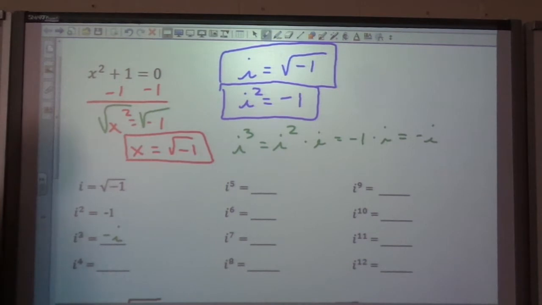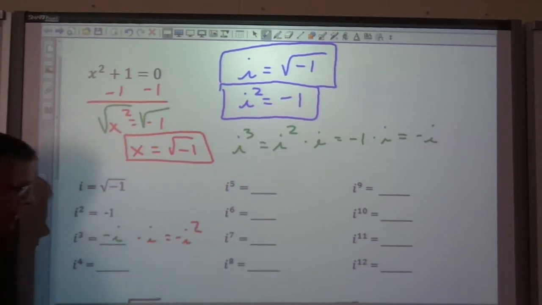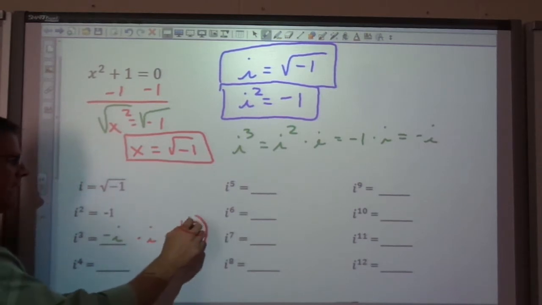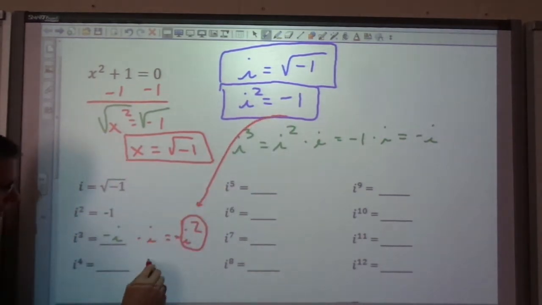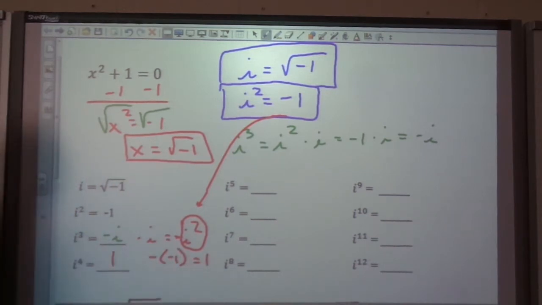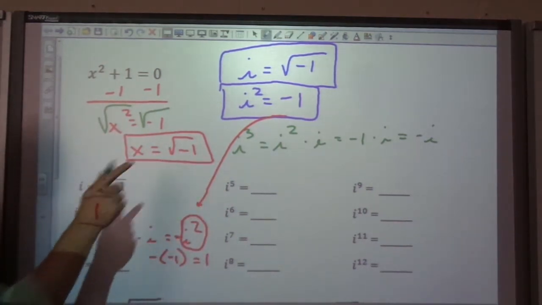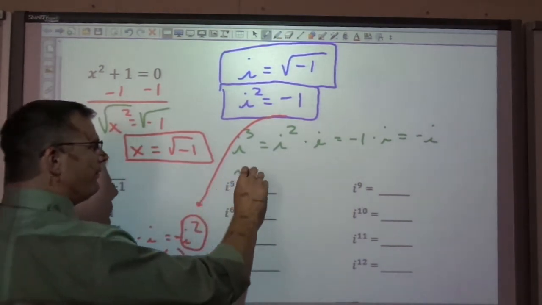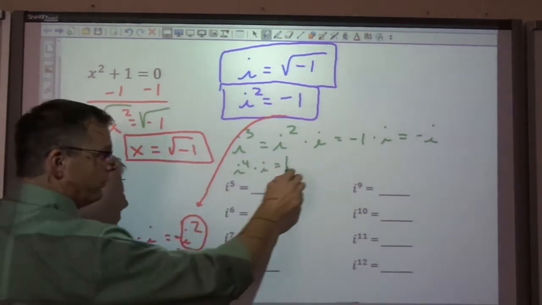i to the fourth? Well, i to the fourth would be i to the third times another i. And negative i times positive i would be negative i squared. And i squared is special. Every time we see i squared, we should think, that is negative 1. So this is negative negative 1, which is 1. i to the fifth, that's taking this i to the fourth times one more i. We know i to the fourth is 1. And 1 times i is i.